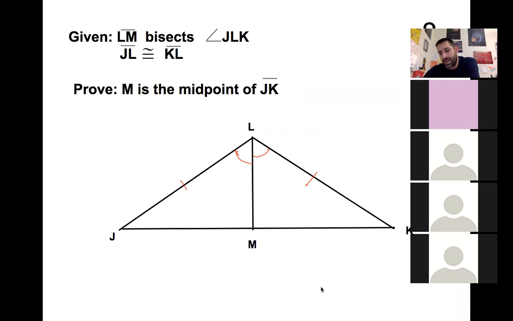And one other thing I see in here is that we have a shared side between these two triangles. Now, I guess we need to figure out, do we need, because we're not trying to prove the triangles are congruent, we're trying to prove that M is the midpoint of JK.